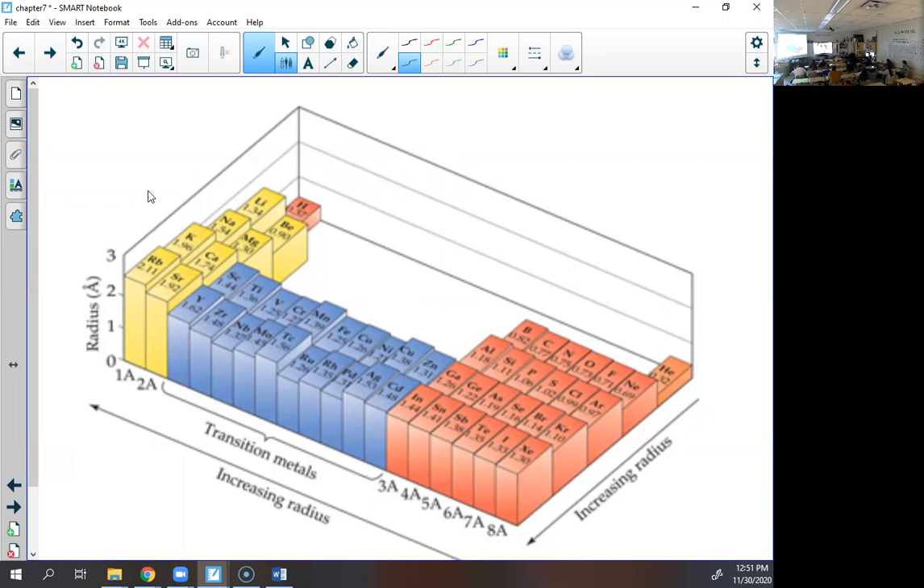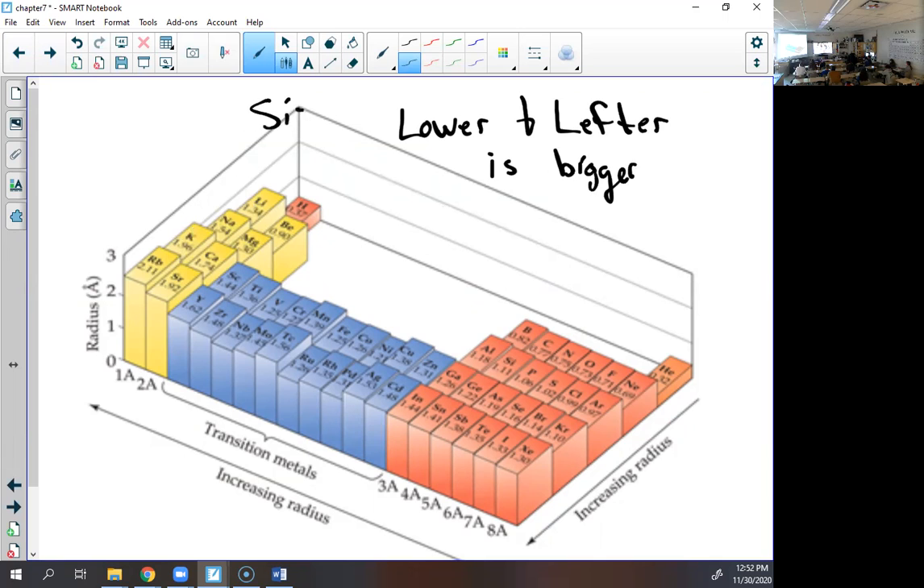Okay, well, anyway, so if you would memorize for size, the lower and lefter is bigger. It is now, my friend. Yeah, they make new words every day. So. Lower and lefter is bigger.